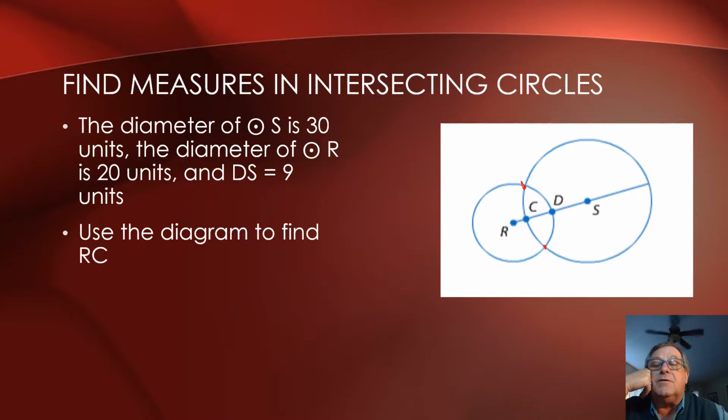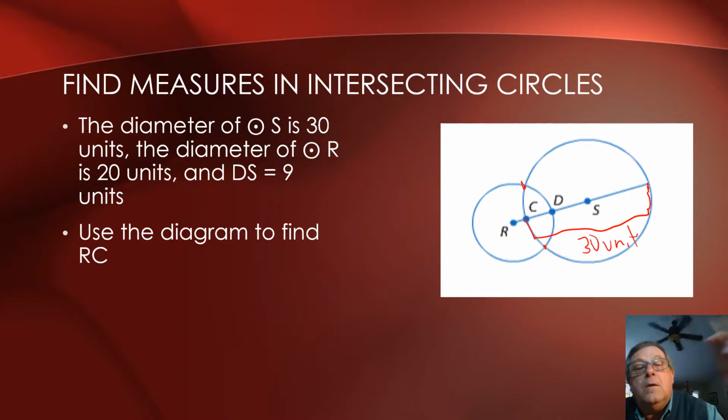So it says the diameter of circle S is 30 units. All right, so the diameter of circle S is running from this endpoint C, this chord here, to this endpoint here, which is unnamed, and that's 30 units. And the diameter of circle R is 20 units. The diameter of circle R is going from an endpoint right here out to endpoint D, and that's 20 units.